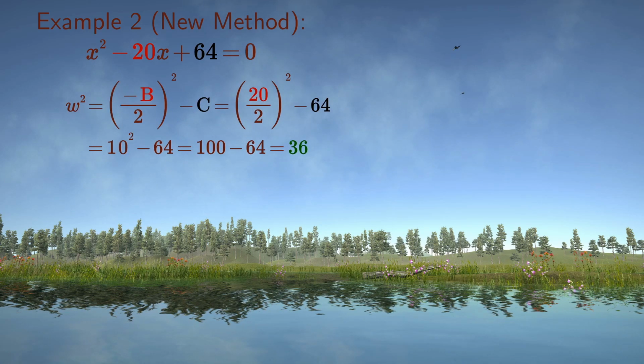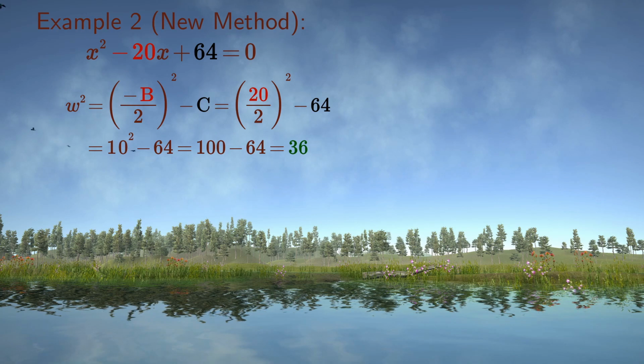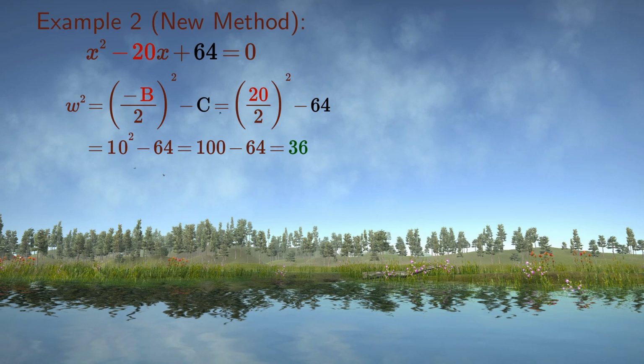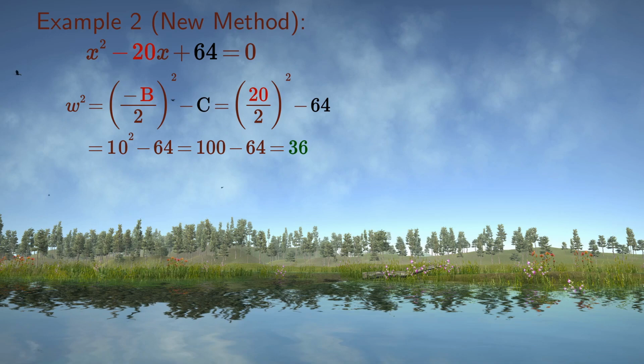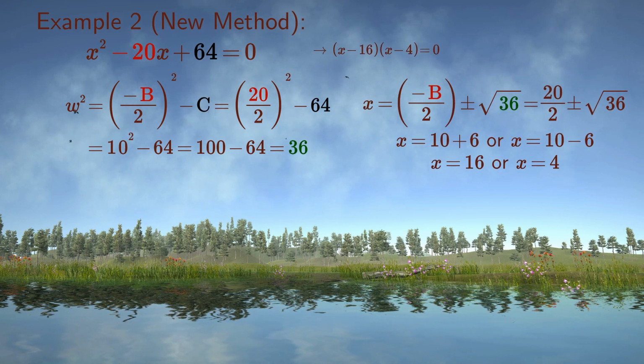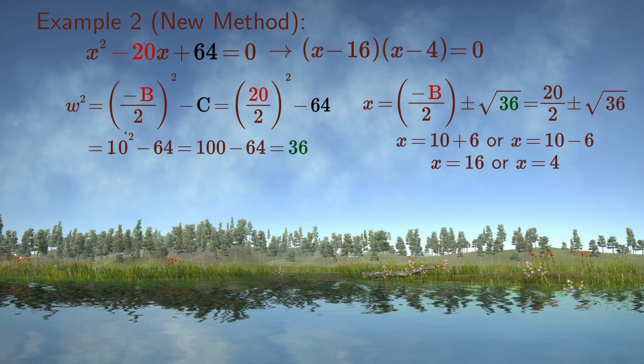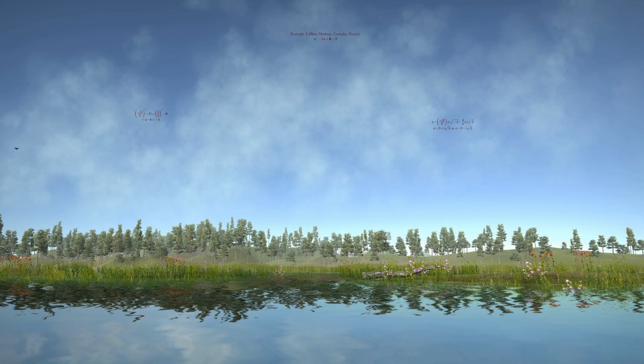Here, b equals minus 20 and c equals 64. The average is therefore minus b over 2 equals 10, the square of which is 100. We subtract c to get 36, the square root of which is plus and minus 6. Add these to the average and we have the two roots: x equals 16 or x equals 4.